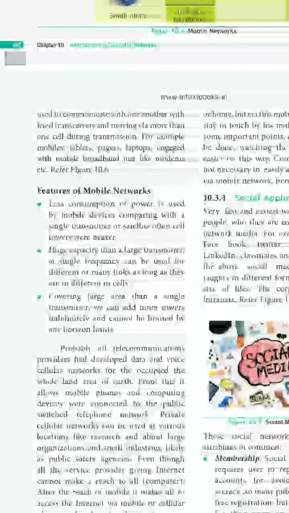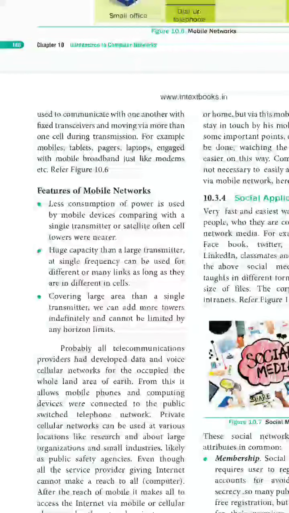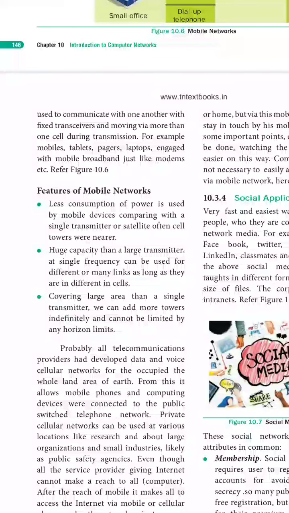Next is features of mobile network. Less power is consumed by mobile devices compared with a single transmission or satellite, because cell towers are often nearer. Huge capacity: a single frequency can be used for many links as long as they are in different cells. Coverage of a larger area than a single transmitter.